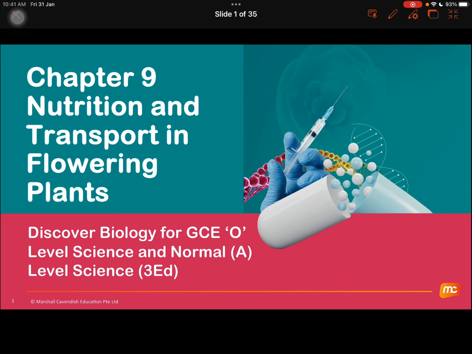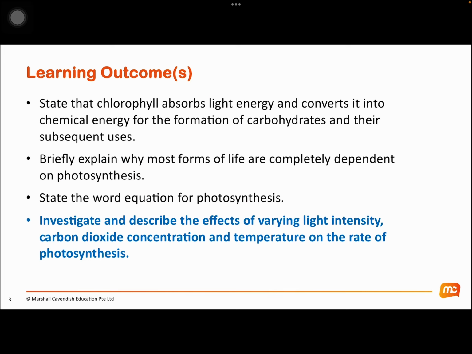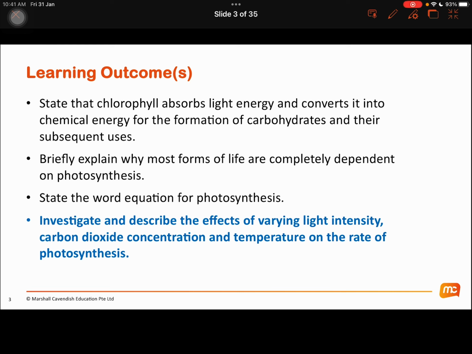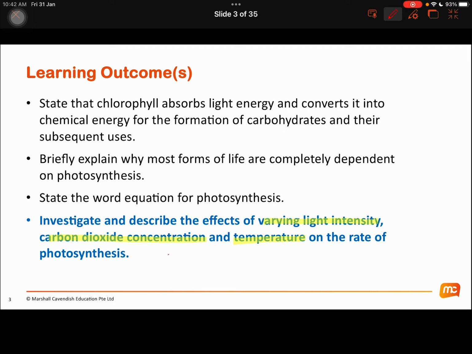For this part of the chapter, I'll keep it short and we will be focusing on how the different factors affect the rate of photosynthesis. So mainly we'll be focusing on three factors: light intensity, carbon dioxide concentration, and temperature. This particular part of the chapter is really important for your practical as well, as we will be looking at different experimental setups to identify the different variables in an experiment.